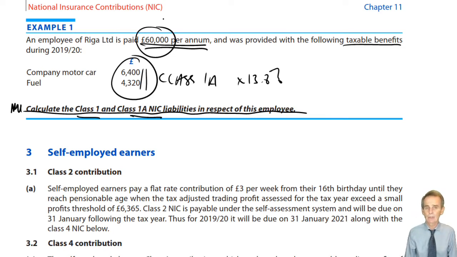Right, time for you to get your calculators out, therefore. Do those calculations. We'll then review them together when you finish this exercise. So pause at this point in time while you do example 1, and then come back and we'll go through the answer before then moving on to deal with the self-employed.